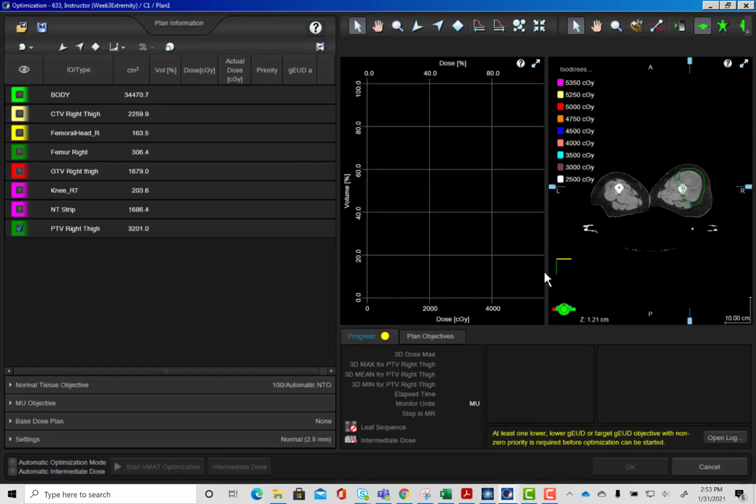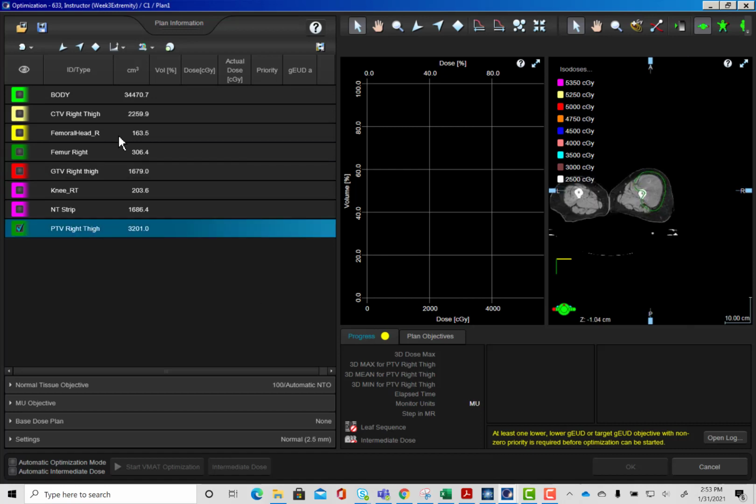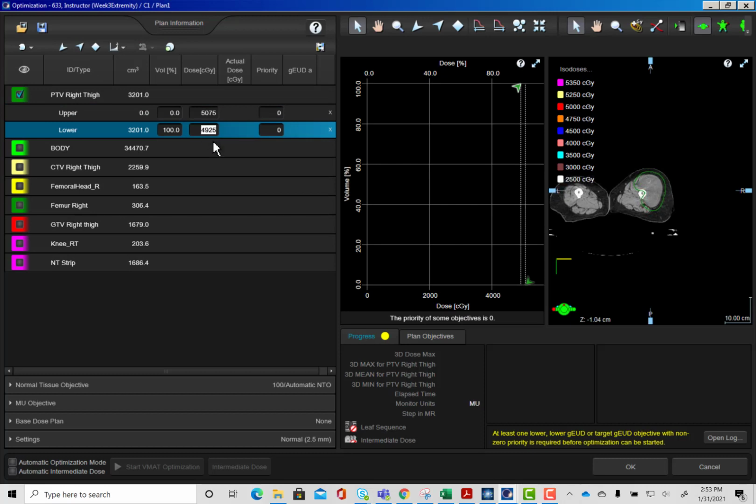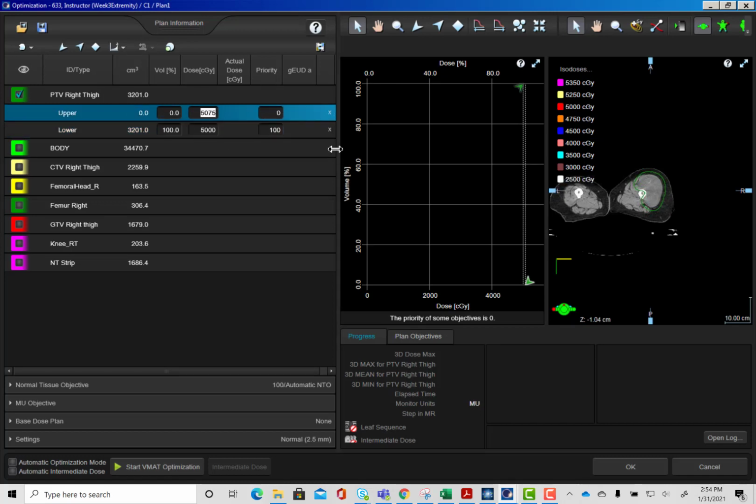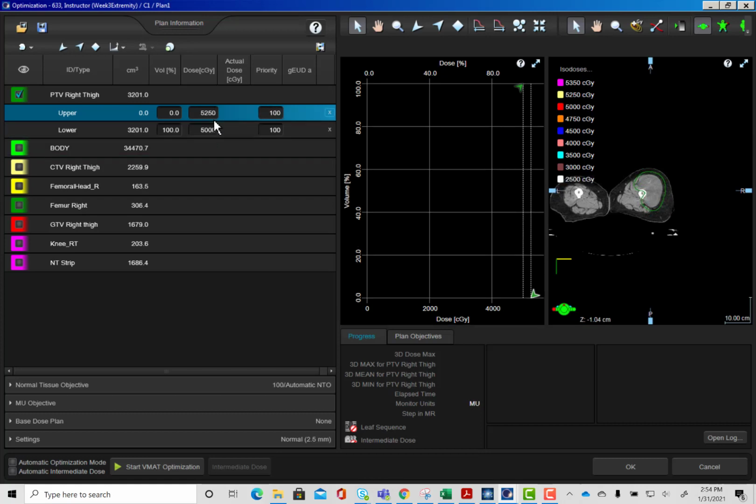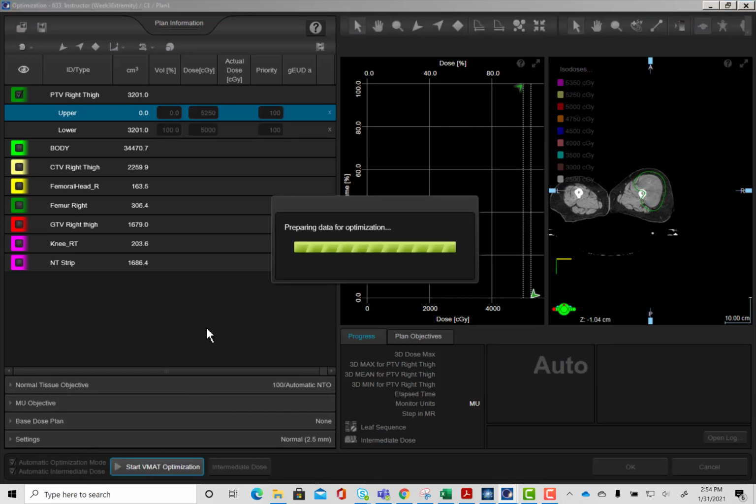Okay, and I'm going to show you how I start almost every one of my VMAT plans. So I'm going to add an upper and a lower. I'm going to put the lower at our prescription dose, priority of 100. Put the upper at 105% of our dose. So prescription dose is 5,000, 105 is 5,250. And I'm going to leave my NTO at 100 and click start. So I'm going to let this get started.